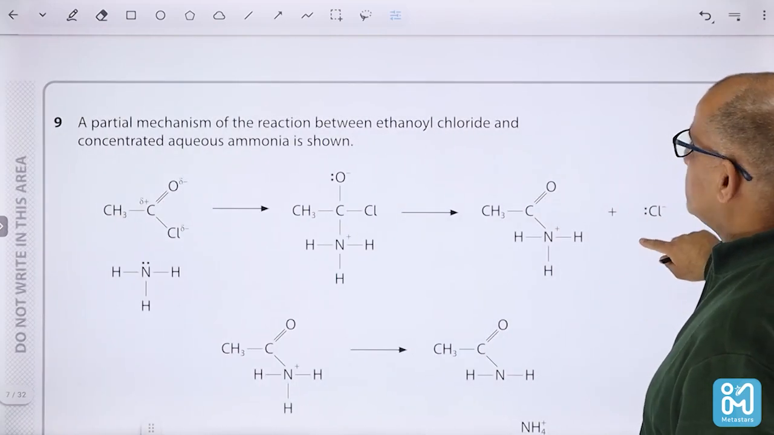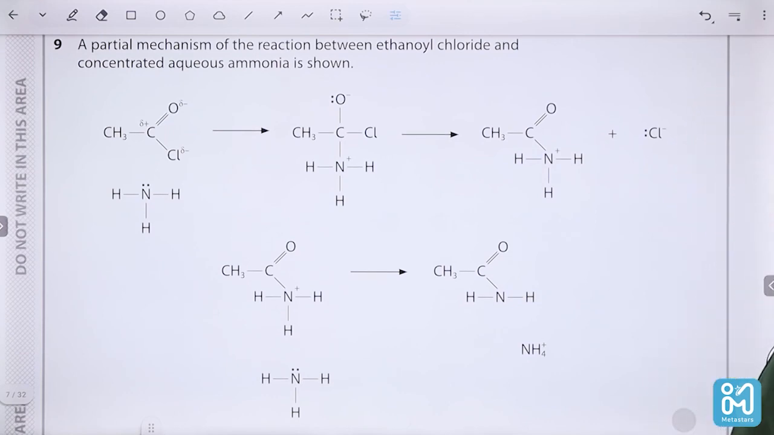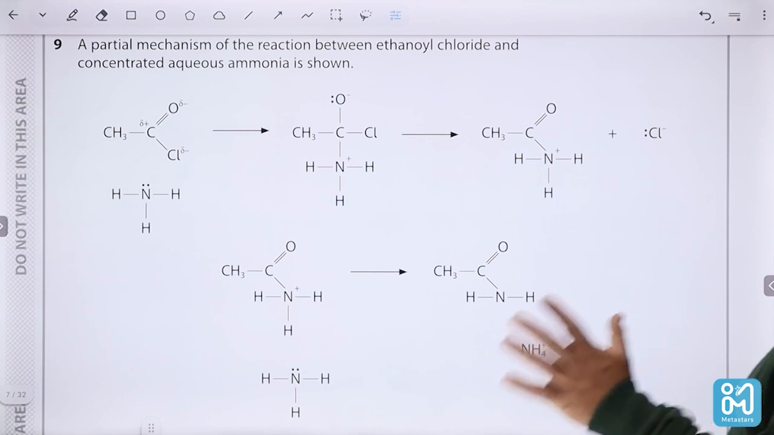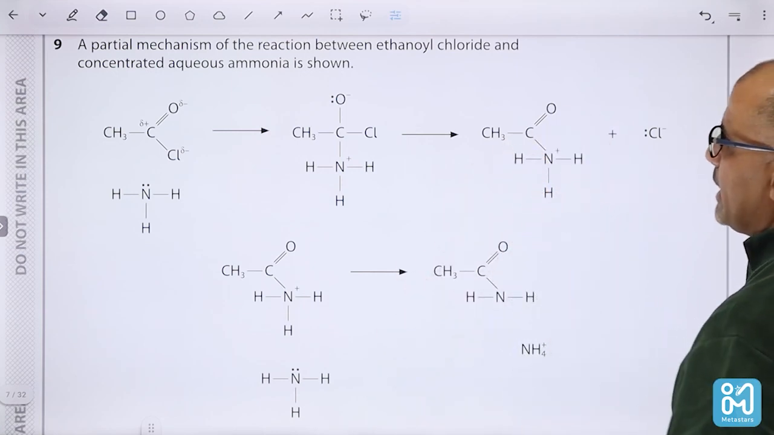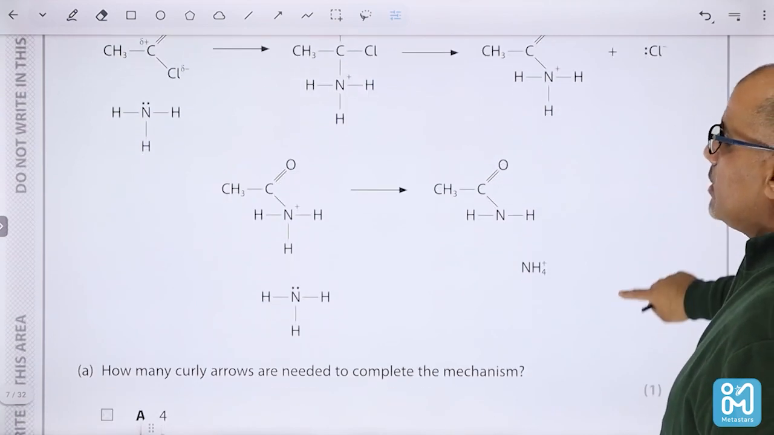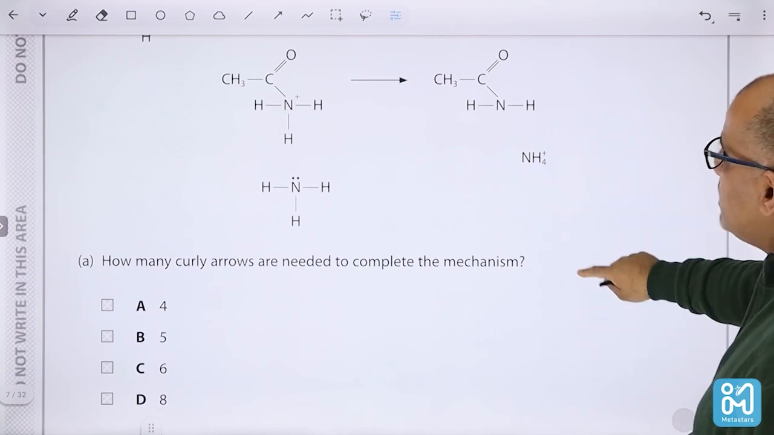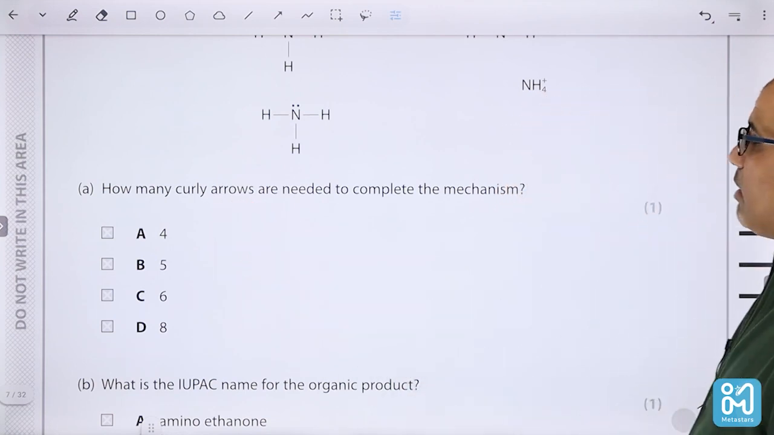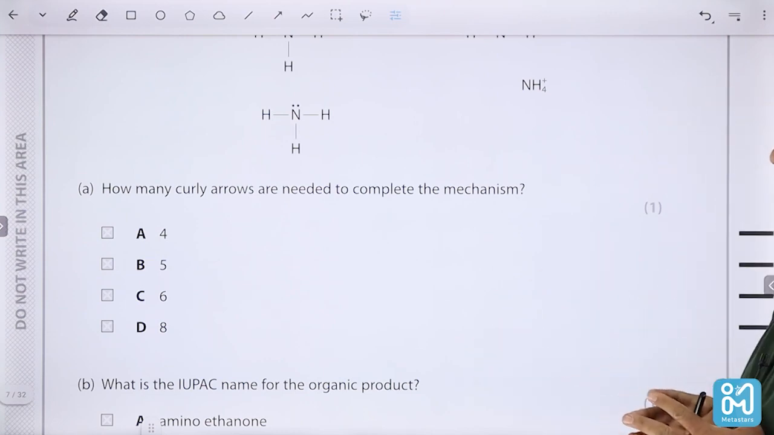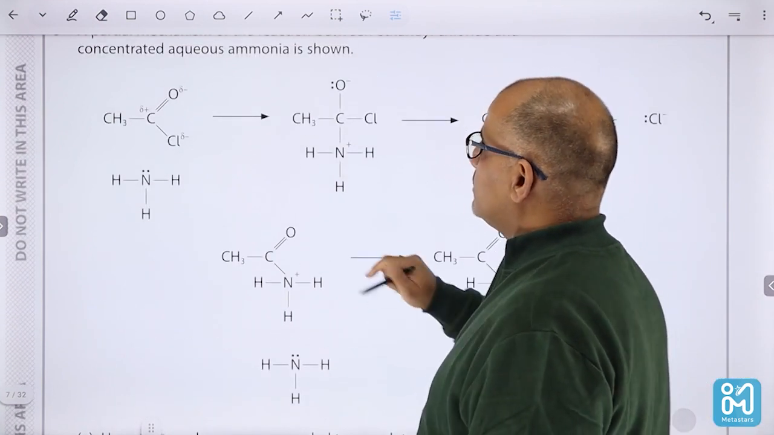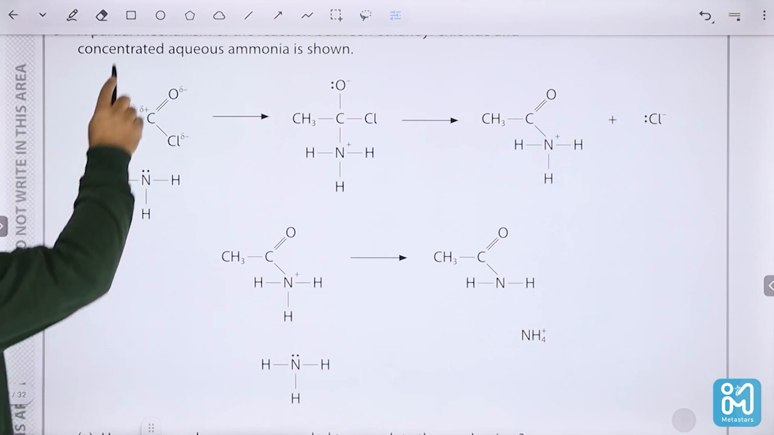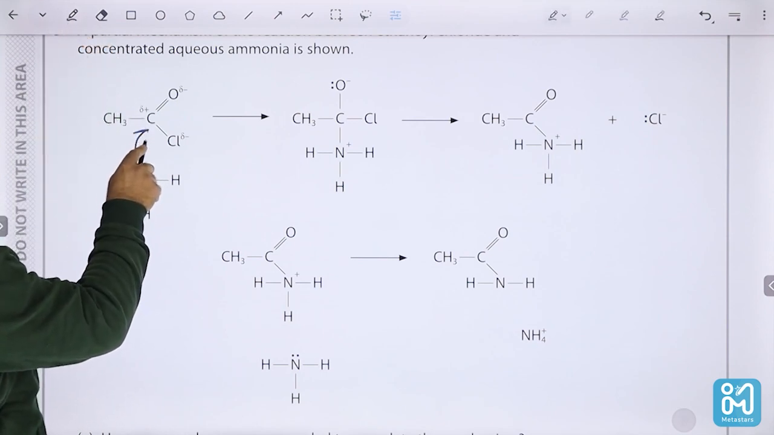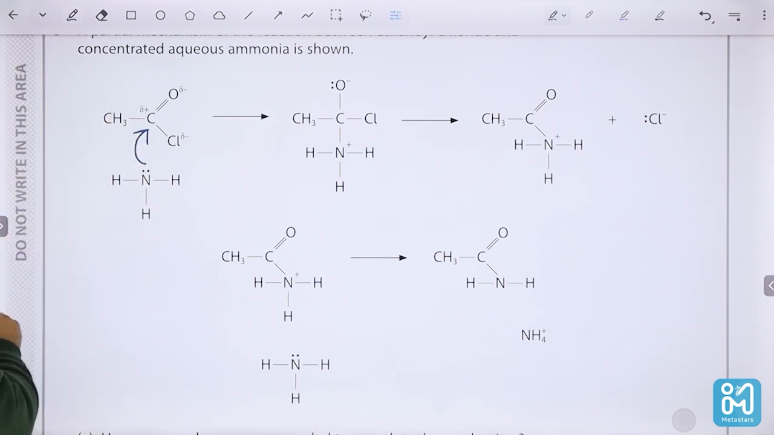Now, for the next question, he's asking you about a partial mechanism of the reaction between ethanoyl chloride and concentrated aqueous ammonia. The curly arrows are omitted from the diagram, and he is asking you how many curly arrows are needed to complete the mechanism. You will see that here we have the first arrow. Look there. This is the first arrow. It comes from the nucleophile to the partial positive carbon.